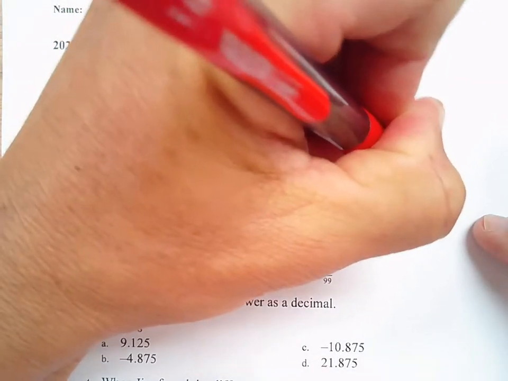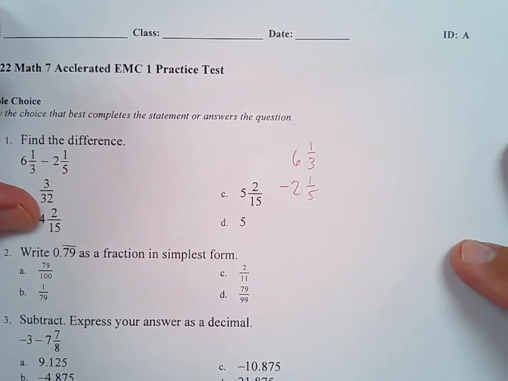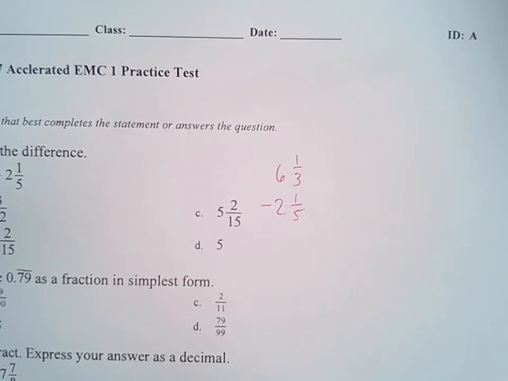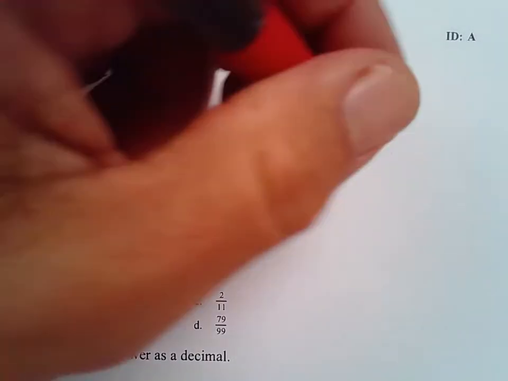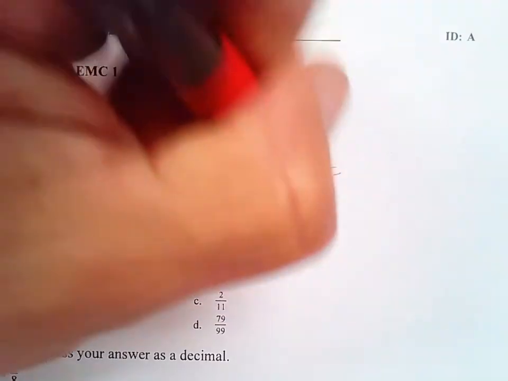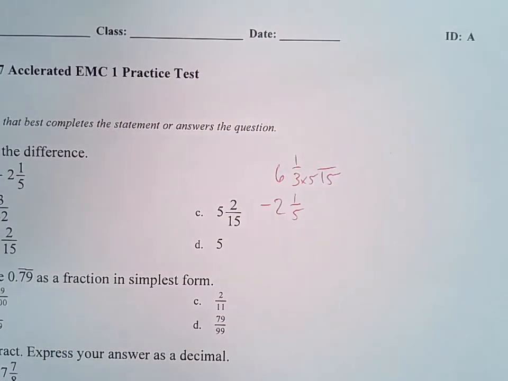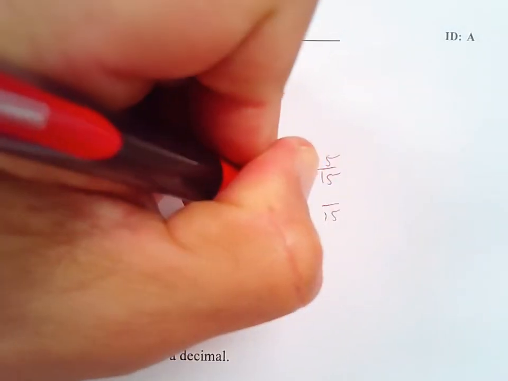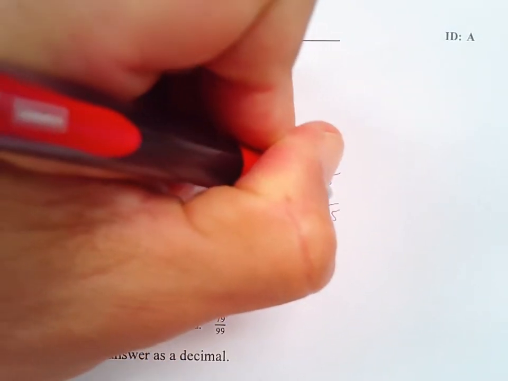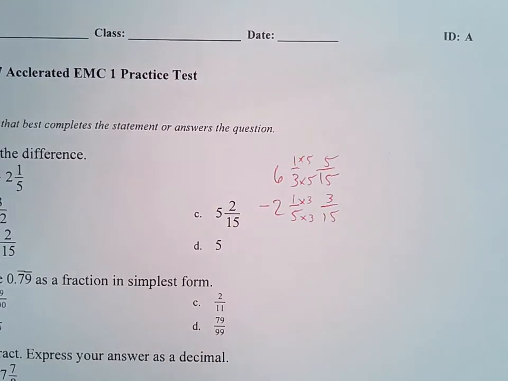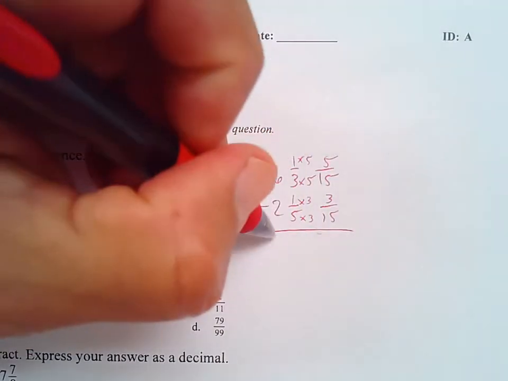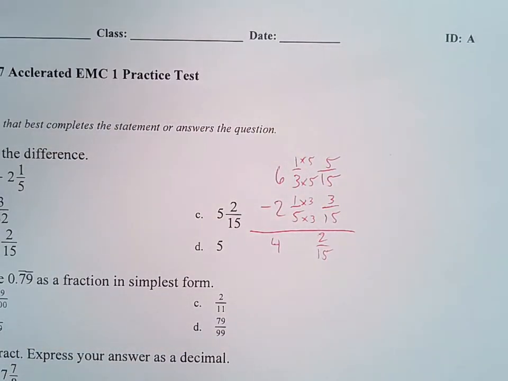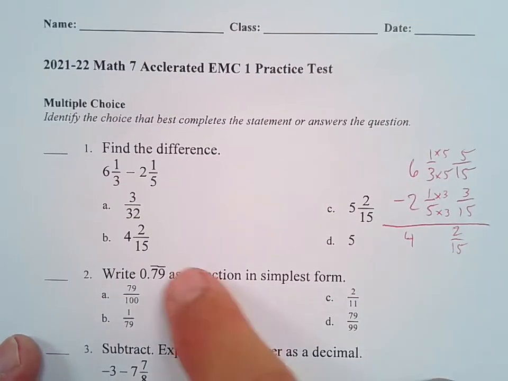So 2 1/5. We need to have common denominators. So I'll bring this a little bit tighter. The common denominator in this case would be 15. So we have 15, and this is multiplied by 5. So 1 times 5 is 5. And this is going to be 15. You have to triple this. So 1 tripled is 3. And so you subtract. 6 minus 2 is 4. 5 minus 3 is 2 fifteenths. 4 and 2 fifteenths. It looks like our answer is B.